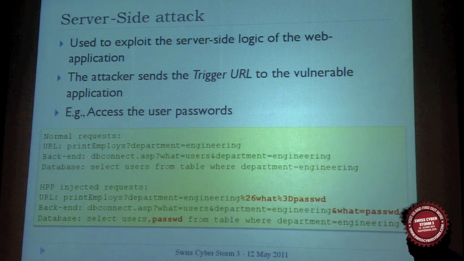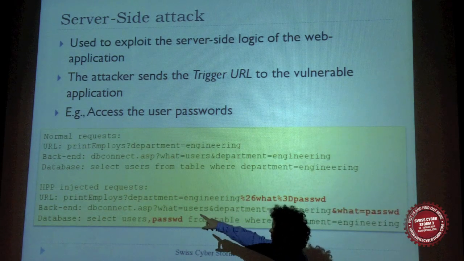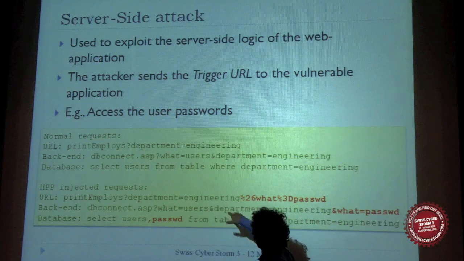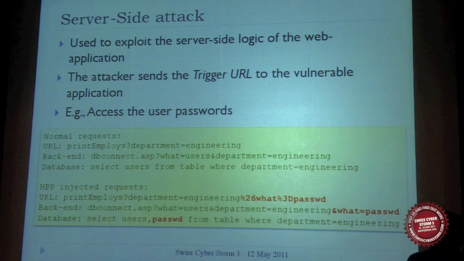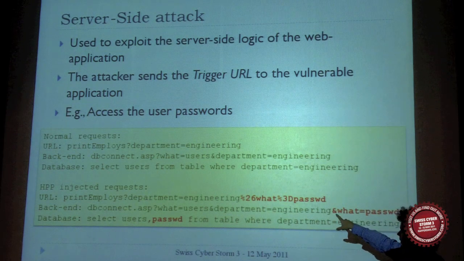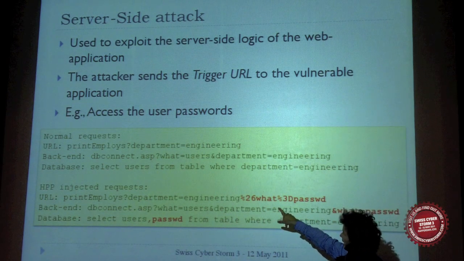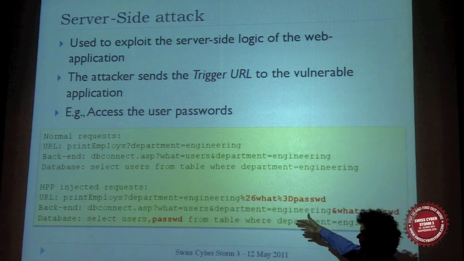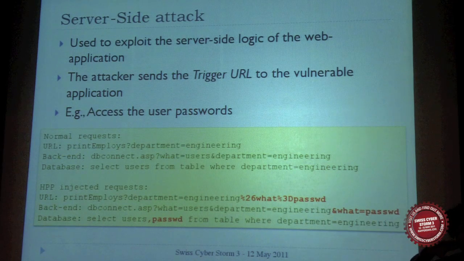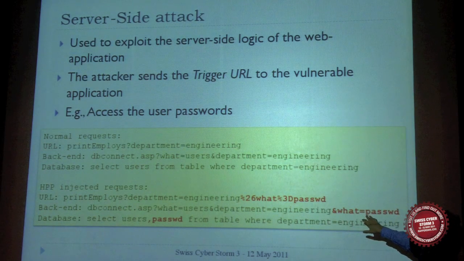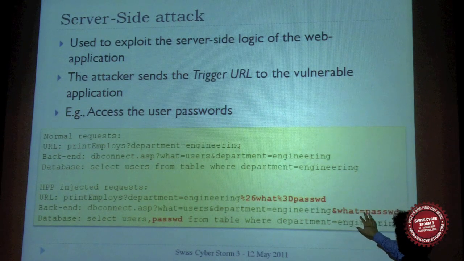So in this example, you have a lab where you can print the employees of a department called engineer. What the application does is build a query server-side for another web application that then queries the home database. Here, it's possible to force the application to show you the list of users, but also their passwords. This is because it was possible to inject another parameter called what, which specifies what you want, and you want also the password.